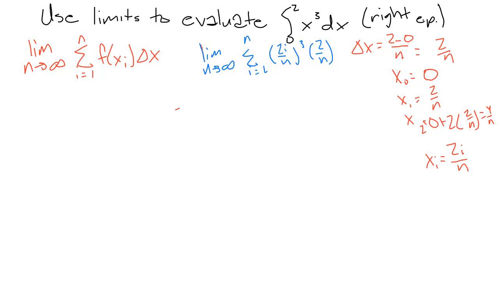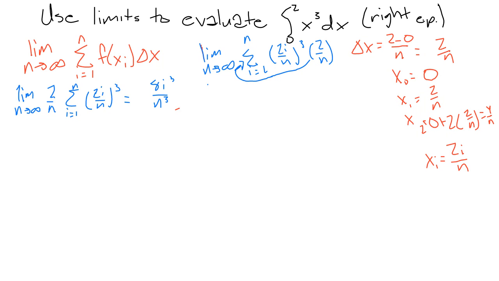So since we're taking our summation with respect to i, because i is what's changing the term, we can just pull out this 2 over n out front. So we get the limit as n approaches infinity of 2 over n times the summation of 2i over n cubed from 1 to n. All right, so this gives us 8i cubed over n cubed. We can also pull out this 8 over n cubed since we're not using that anymore, or at least not for right now.